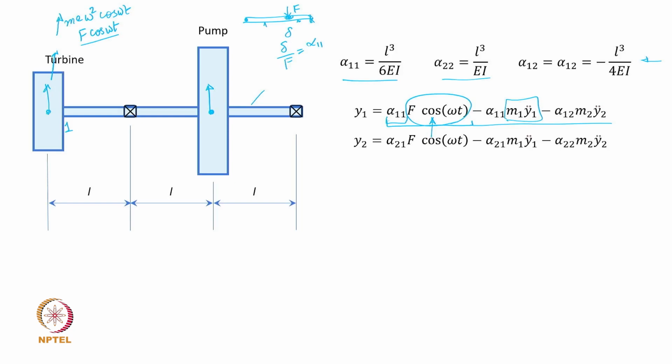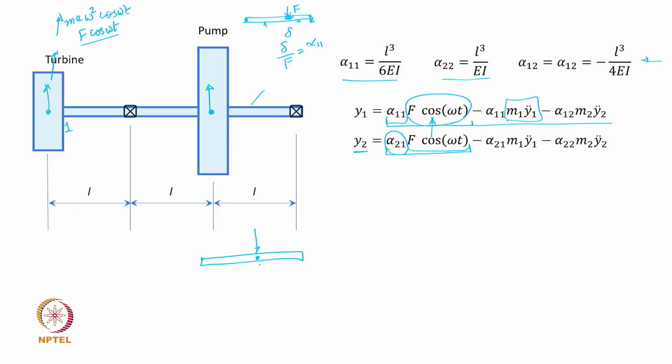y2 will be written like this, but do understand and note here that the same force will generate the response or a deflection at the location number 2. The only thing is that the deflection will be governed by the influence coefficient alpha 2 1.